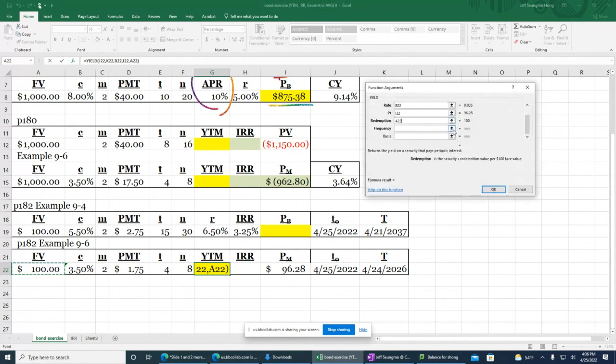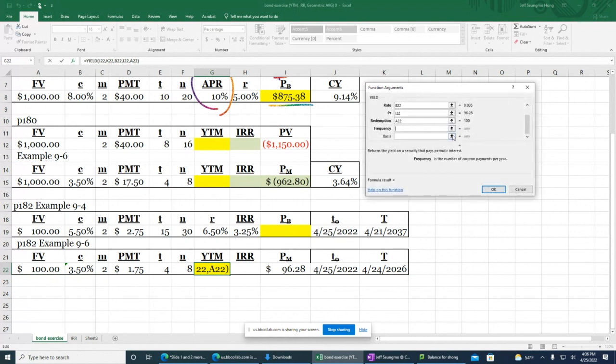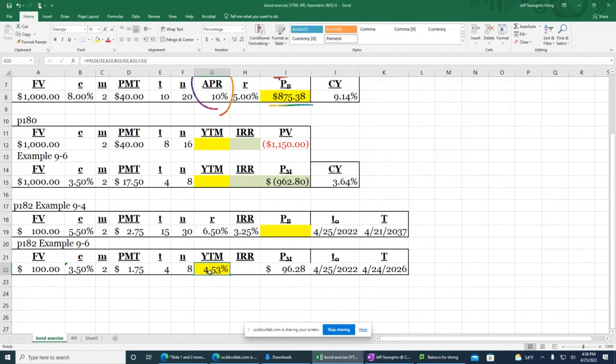You enter that. Frequency, it's 2, isn't it right? We know the frequency is twice a year, right? Enter that. You don't have to do anything about basis. That's fine. And then you see something already here. Okay? So we got the yield to maturity, 4.53%.